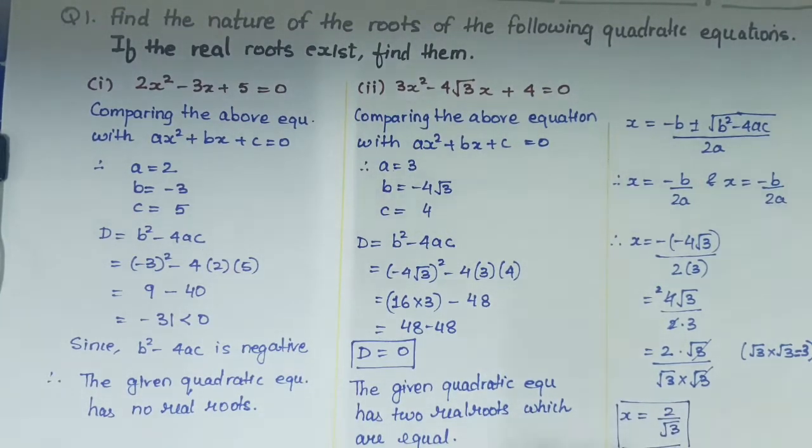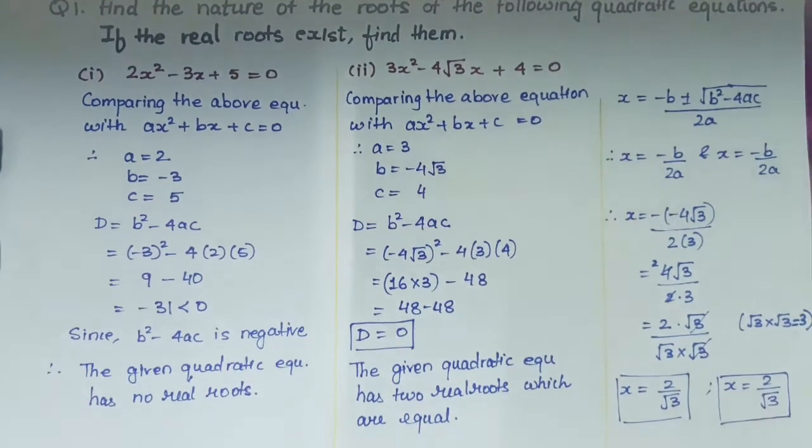Similarly, because it has got two roots which are equal, the other root will also be the same, that is x equals to 2 upon root 3. So this will be your final answer.